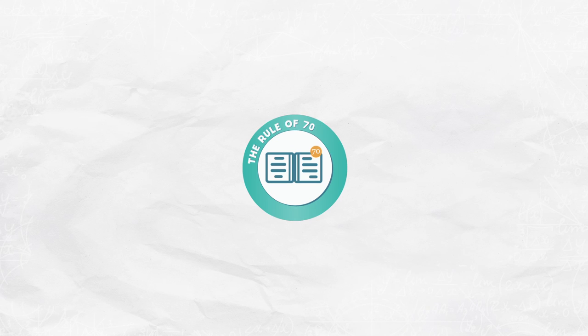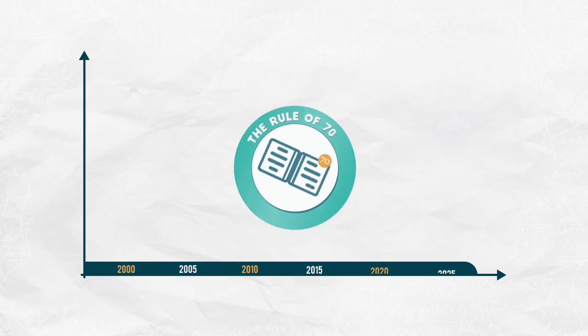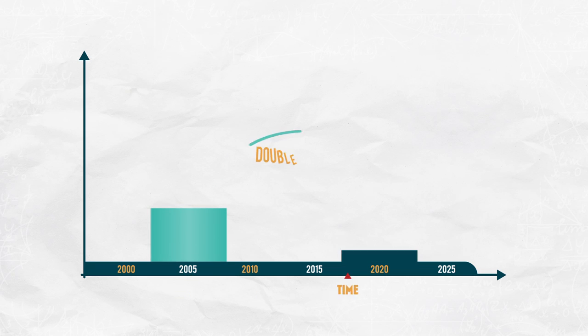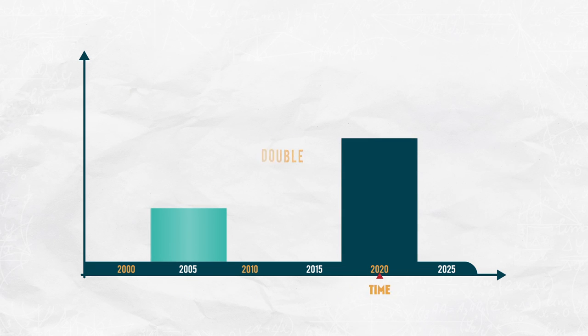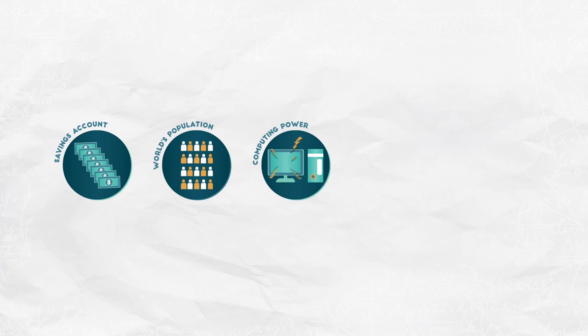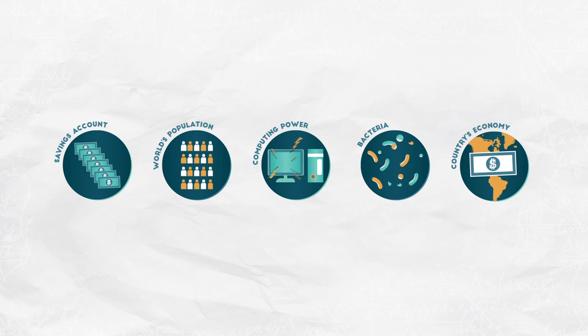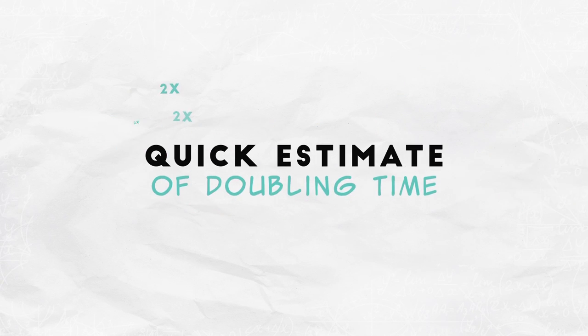The rule of 70 is a quick and easy method to tell you how fast something that is growing will double in size over time. It doesn't matter what is growing, it could be your savings account, the world population, computing power, the number of bacteria in a petri dish, or a country's economy, the rule of 70 will allow you to impress your friends and confound your enemies by quickly estimating the doubling time.